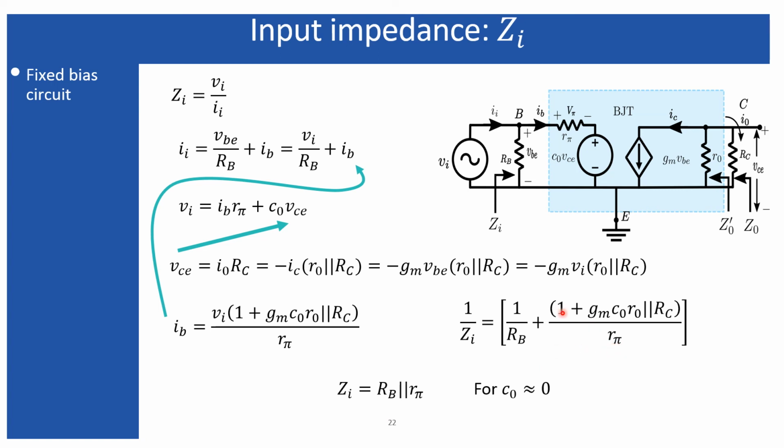This is true if you consider the zero early effect, which means that C naught is equal to 0, so you can replace the voltage source with a short circuit. In that case, this R pi will appear in parallel with this RB when you observe from this terminal. So by applying this condition, we can easily say that our derivation is correct in that sense.